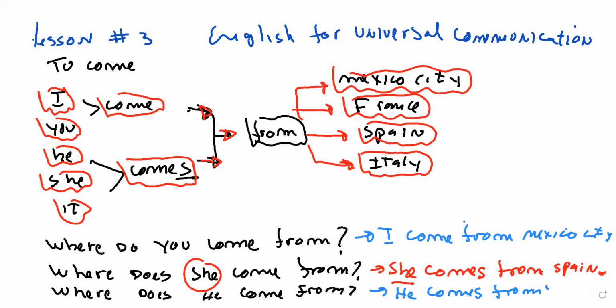Yeah, I don't like that one. Let's give it more space here. He comes from Italy. Okay, so there you go. Where do you come from? ¿De dónde vienes? I come from Mexico City. Where does she come from? She comes from Spain. Where does he come from?